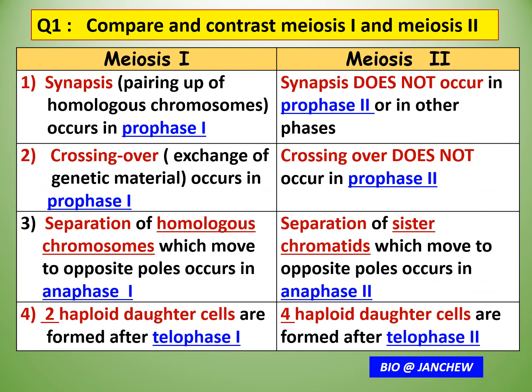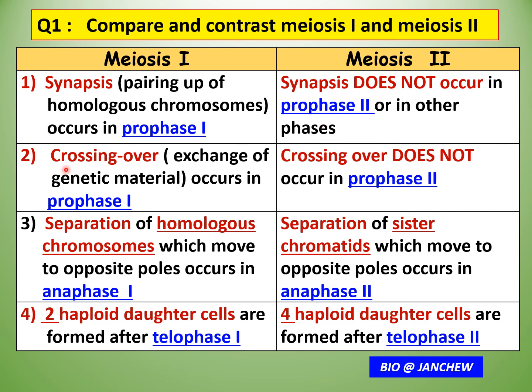Lastly, here's a comparison of meiosis I and II, and this can be asked as an essay or structured question. Compare and contrast meiosis I and meiosis II. Now in meiosis I, synapsis, or the pairing up of homologous chromosomes, occurs in prophase I, but synapsis does not occur in meiosis II. That is, it does not occur in prophase II or even other phases.